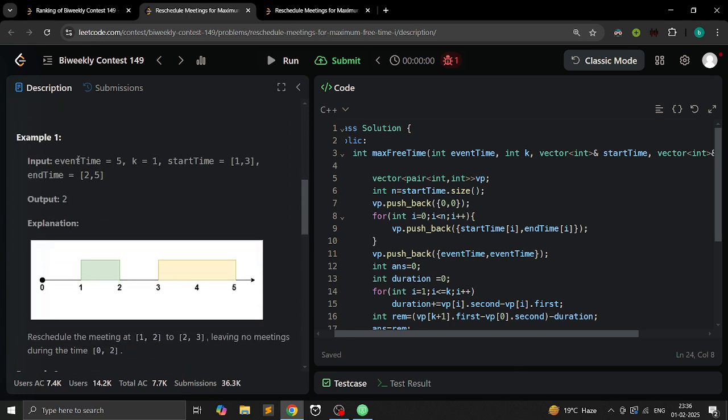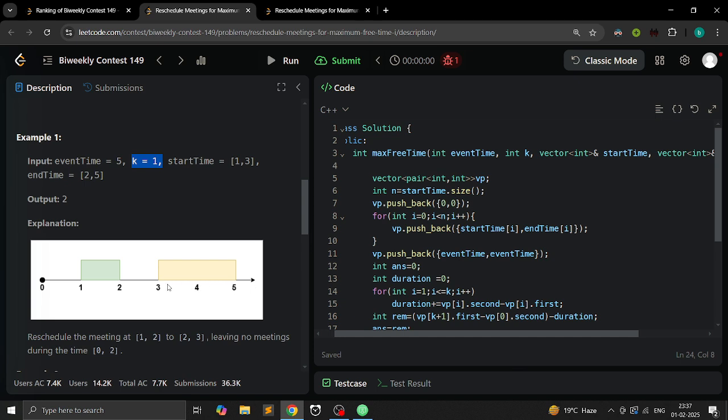Let's see the first example. So we have event time 5 and k equals 1. So there is an event from 0 to 5 and we are allowed to move 1 meeting. Start time 1, 3 and end time 2, 5. So there is a meeting from 1 to 2 and 3 to 5. Here, if you see, we can move one of these two blocks. Suppose we move this block. If we move this block, we can move left only. So it will start from 2 and end at 4. So the free time we'll have is 0 to 1 and 4 to 5. So either this block or this block, so it would be 1.